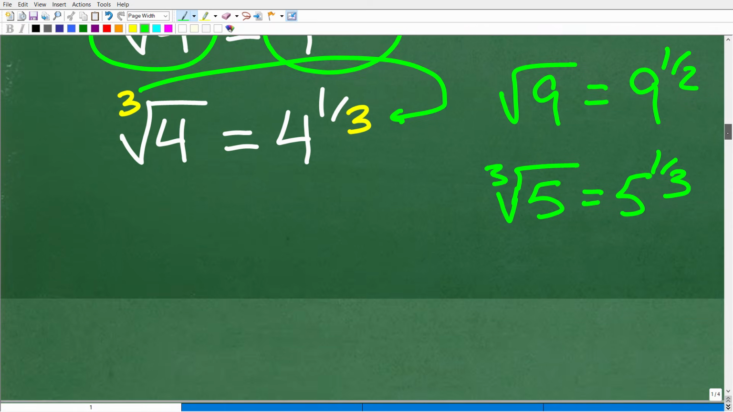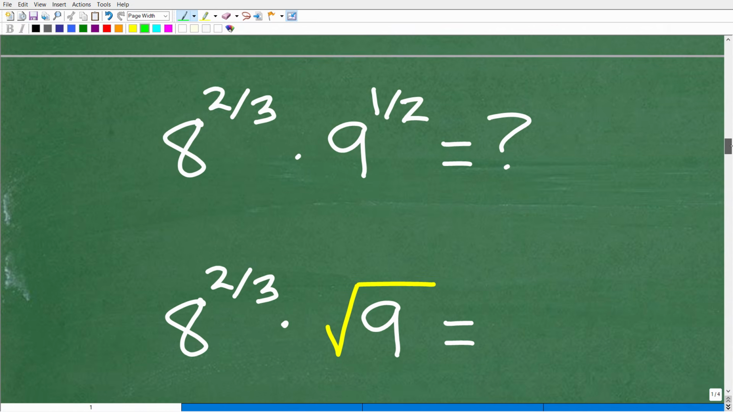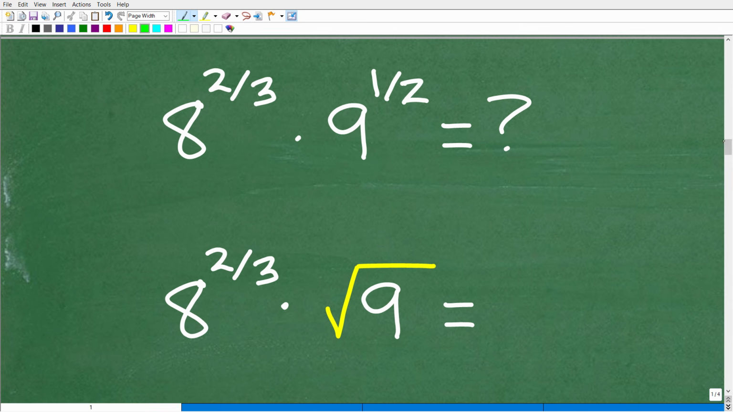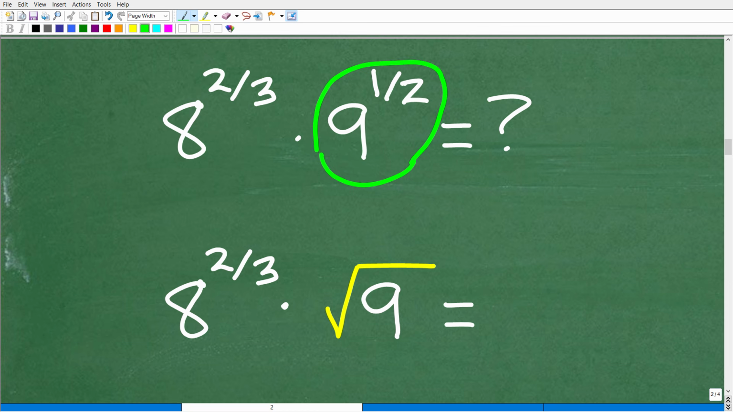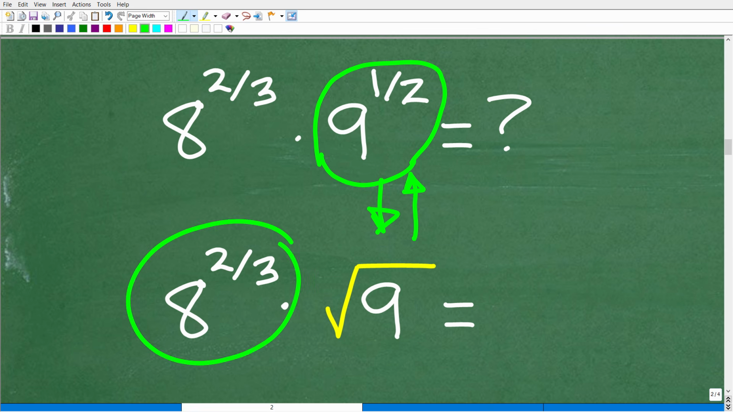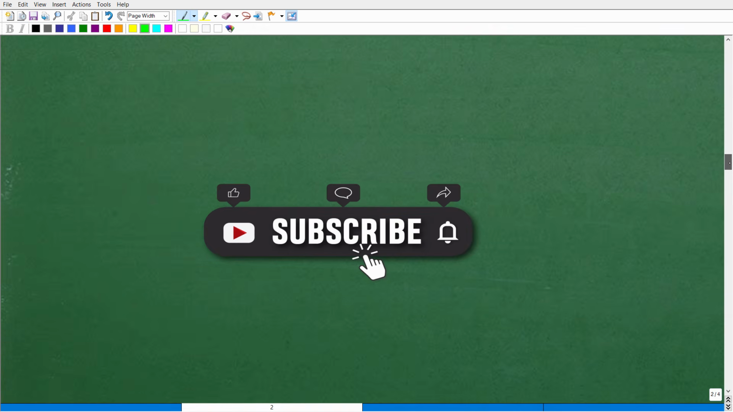All right, so let's go ahead and apply what we learned to our problem. So the first thing we want to do is notice that we have 8 to the 2/3 times 9 to the 1/2. So hopefully right off the bat, you might be saying, hey, Mr. YouTube Math Man, 9 to the 1/2, isn't that the same thing as the square root of 9? Indeed, it is. So remember, you want to be thinking about going from rational exponents to radicals and radicals to rational exponents. All right, so we know that the square root of 9 is 3. So this part of the problem is not too difficult, but this part of the problem will be a little bit more interesting.